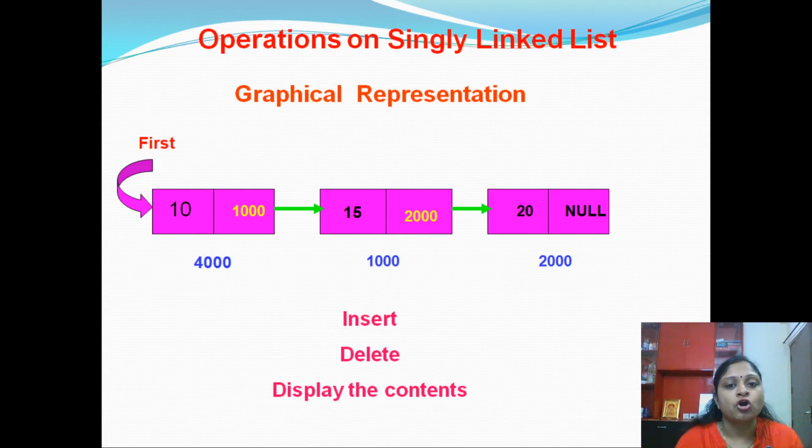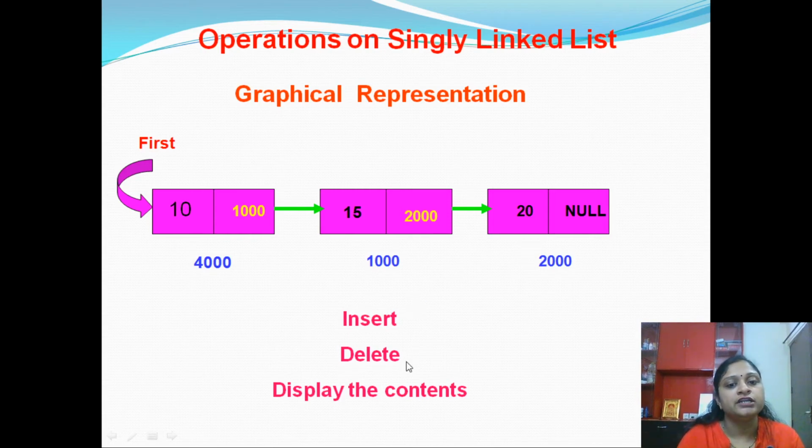Insertion is the first operation. At first our linked list is empty. We need to insert the first node in the linked list. There are three possibilities for where to insert a node. We can insert the node at the first position, at the last position, or in between. You can insert a node between the first and second node, and you can insert the node between the second and third node. So in between also you can insert the node.